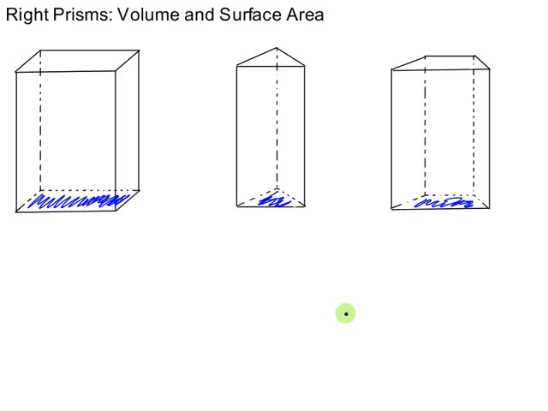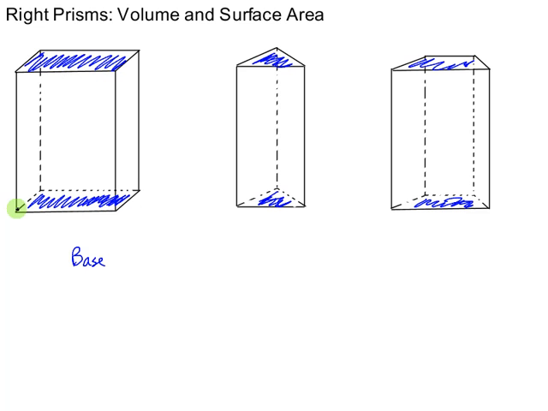The way to construct a prism is to make a copy of the base shape, a rectangle in this case, and duplicate it directly above the other base. So here are the two parallel bases for this prism, the two parallel bases for this prism, and the two parallel bases for this prism. Okay? So every prism has a base polygon, and it's duplicated.